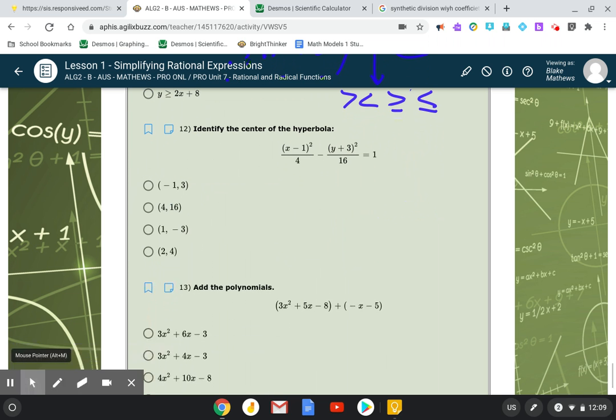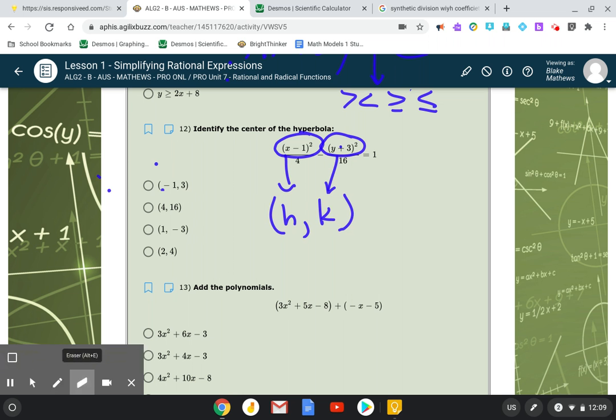Identify the center of the hyperbola. The center of a hyperbola is located here and here. And I'll just tell you right now, whatever makes this 0 is the h. The h is the first value. And whatever makes this 0 is the k. So you need to find what minus 1 makes 0 and what plus 3 makes 0. Those two numbers together form the center of the hyperbola, and you pick the answer choice that corresponds with those numbers.